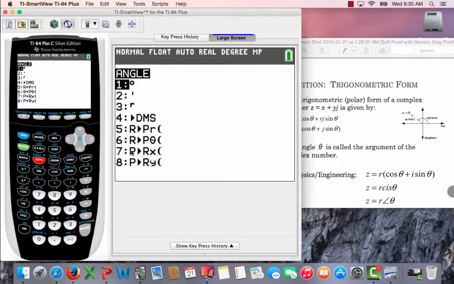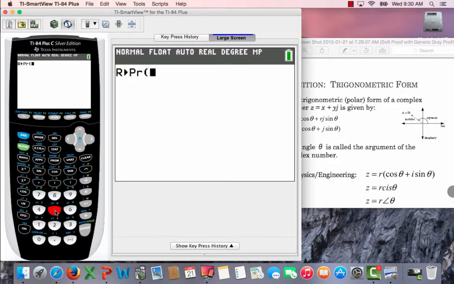And if you notice down here, it says if you have 5 and 6, or if you have the rectangular coordinate, it will give you the polar form or the distance. So I'm going to hit that number 5. And what you actually do is you put in your rectangular coordinate, so it's -8, comma, -8. You put in your real and your imaginary part, and then you hit enter.